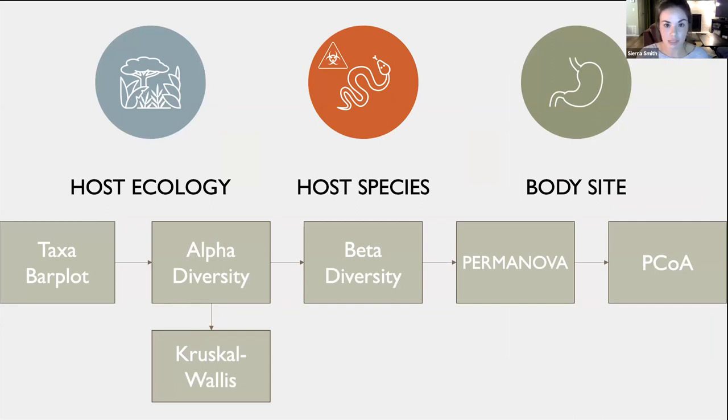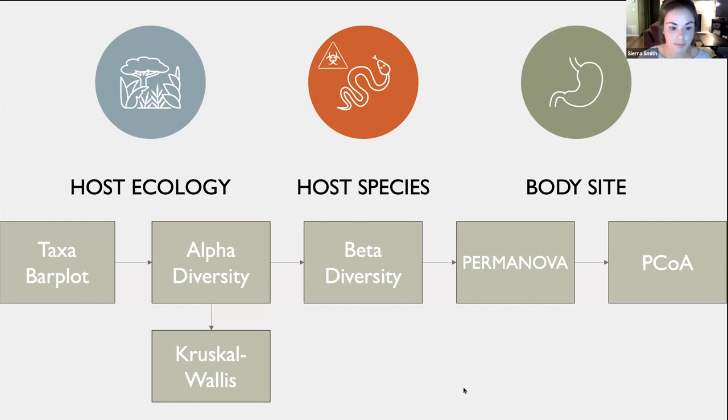So this is the analysis pipeline that I used to address these specific questions. The taxa bar plot basically provides a visual of the relative abundances for the microbial taxa within each sample, and it can give you a visual to see if there are differences. But then I took it a step further and did alpha diversity analysis. Alpha diversity measures the microbial diversity within each host species, whereas beta diversity measures the microbial diversity between host species or between host body sites, whatever comparison you're interested in investigating.